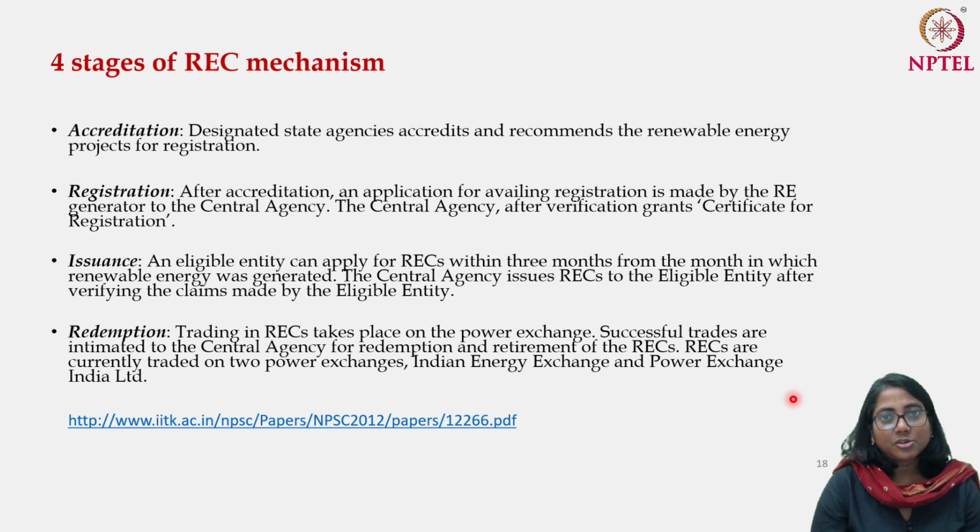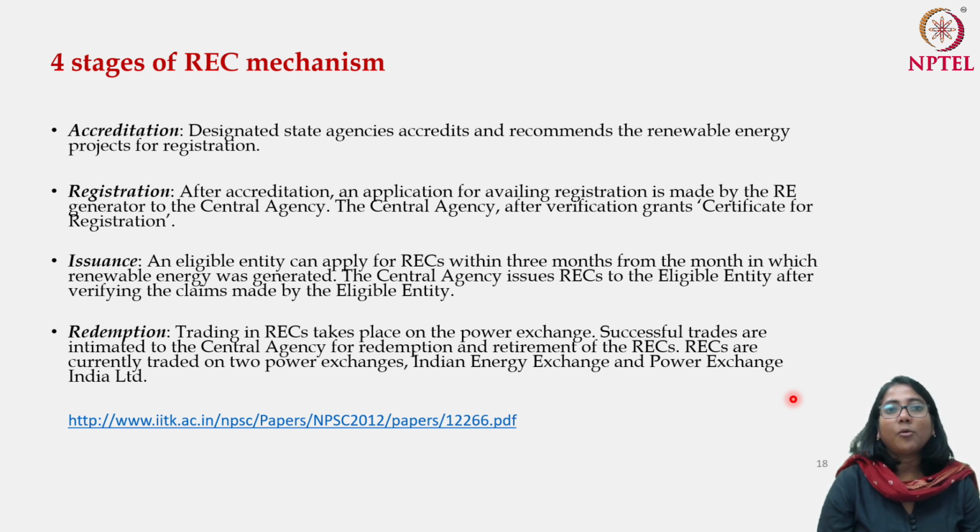There are four stages of this renewable energy certificate mechanism: the accreditation, the registration, the issuance, and the redemption. So designated state agencies have to accredit and recommend the renewable energy project for registration. Once they get the recommendation, they go for registration. After verification of all the documents and everything, the central agency registers these renewable energy projects.